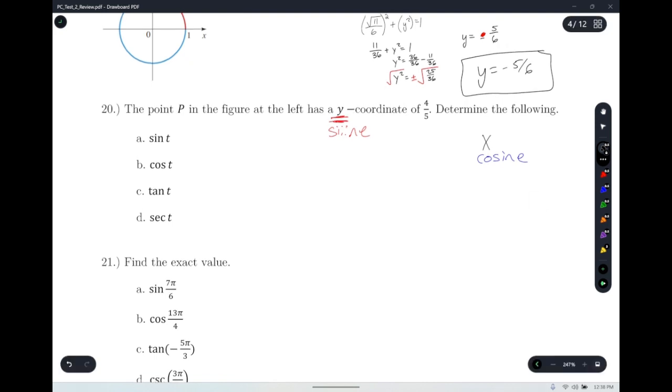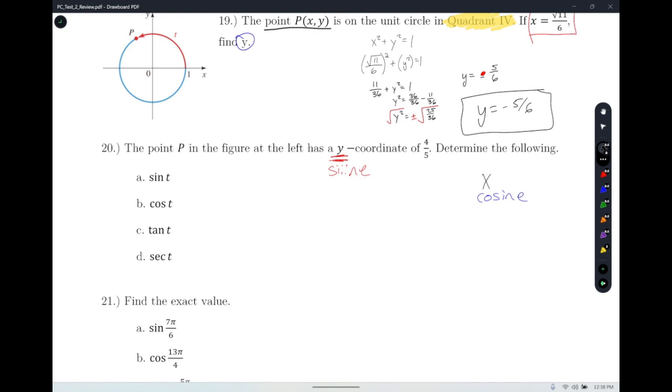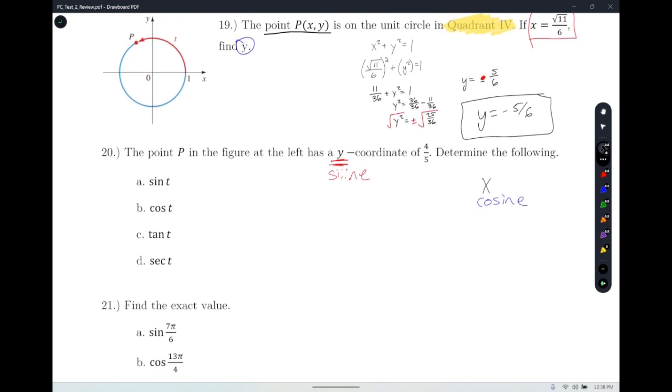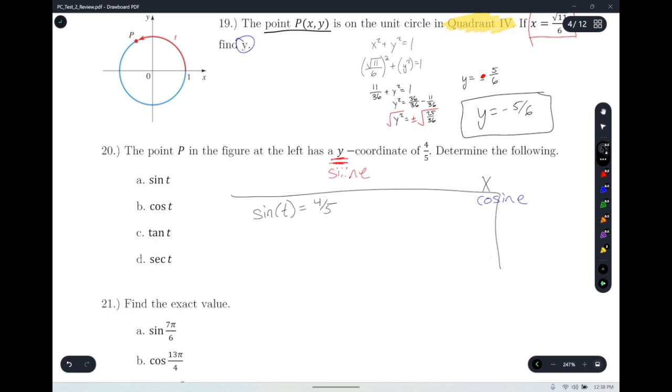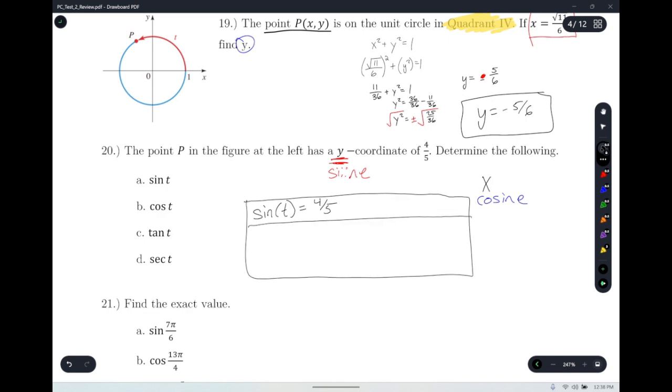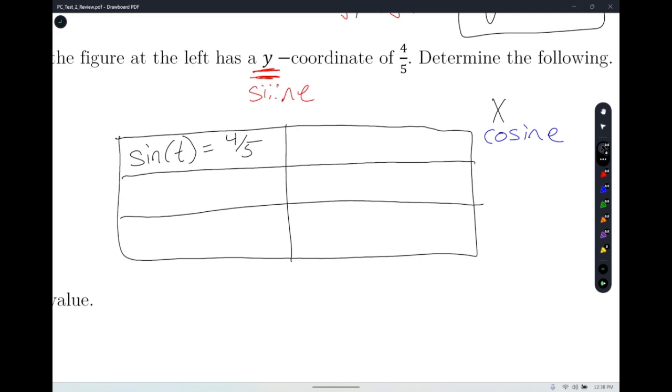So wait, I think we're pretty much done. What's the sine of that thing? It has a y-coordinate. We just said sine and y are the same thing. So the sine of t is 4/5. Holy crap. Hold up a second. That means I know another thing without having to even move forward. The one that goes next to it. Which one goes beside sine?